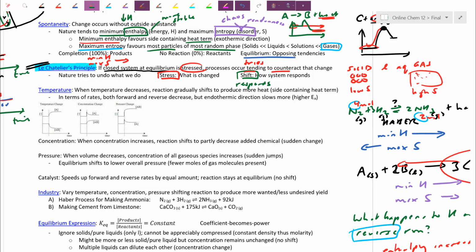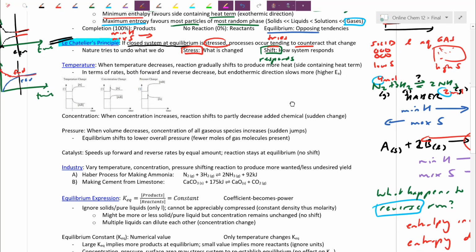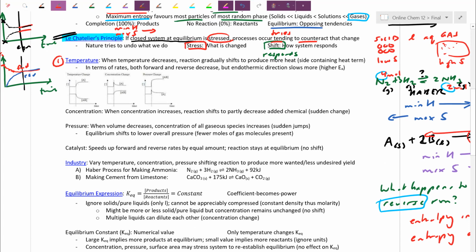Naturally, we either shift left or shift right. We're still stuck in the box, but we can actually shift to try to get rid of the change. So let's have a look here. Let's poke at it with the stress of temperature. Let's say the temperature is decreased. The equilibrium system will gradually shift towards the side with more heat.